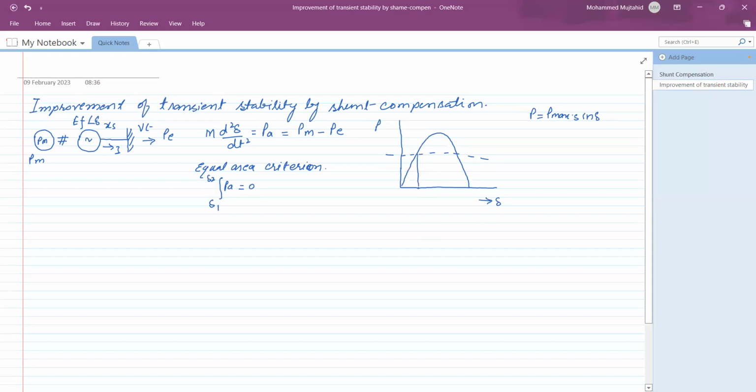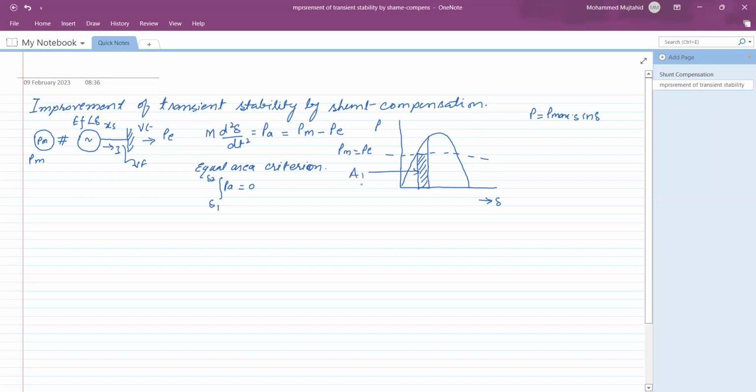So at the power output here, mechanical input is equal to the electrical output. If the fault occurs over here, the power output of the alternator becomes 0, whereas the mechanical input will remain the same, so it will increase the speed. So there is an acceleration area as long as, suppose, the circuit breaker opens, and the system again comes to the operating position, but it will take some oscillation. So the area under this region is called the acceleration area.